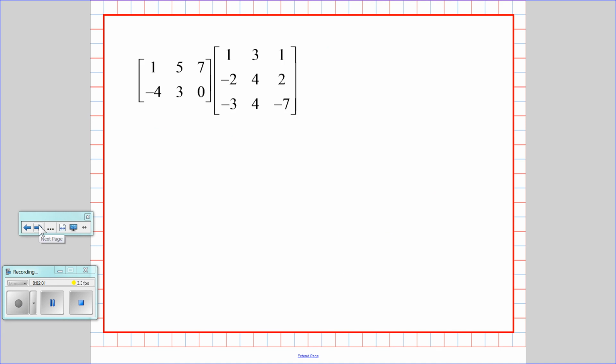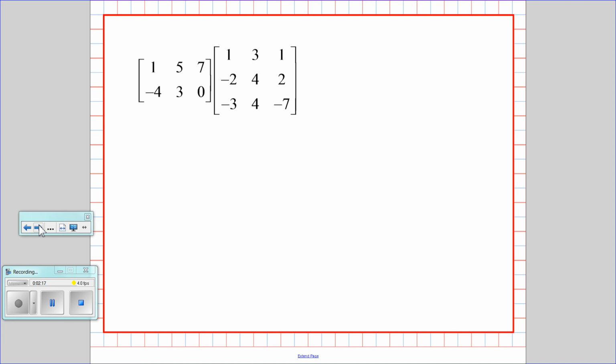So I want you to pause the video and see if you can figure out how to see if this works and how to set up your answer blank. Okay. Did you pause the video?